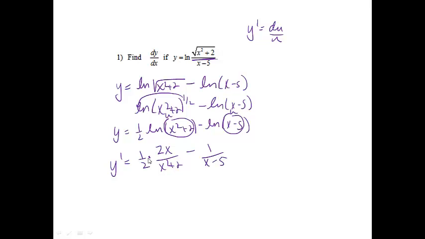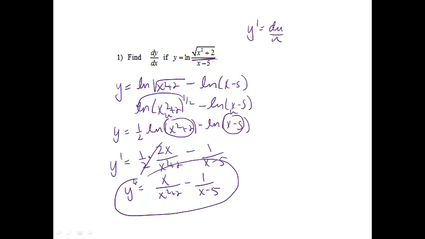Okay, and now I'm just going to clean it up a little bit. These 2's will cancel out. So we'll get y prime is equal to x over x squared plus 2 minus 1 over x minus 5. And I am good with that answer right there. If you wanted to get a common denominator, go for it.